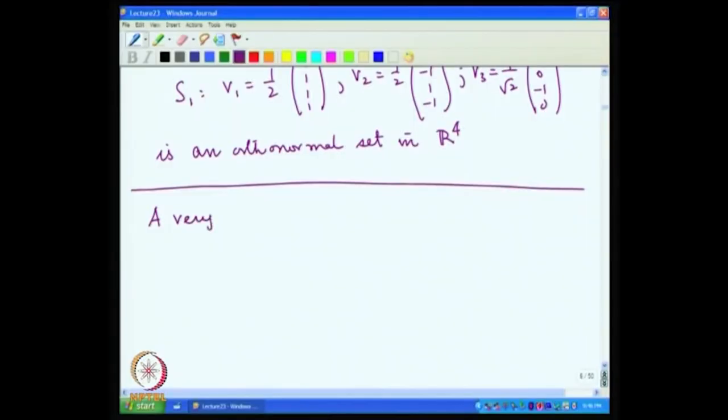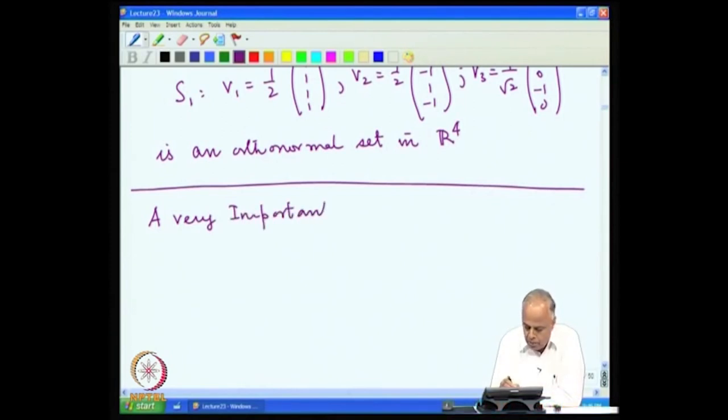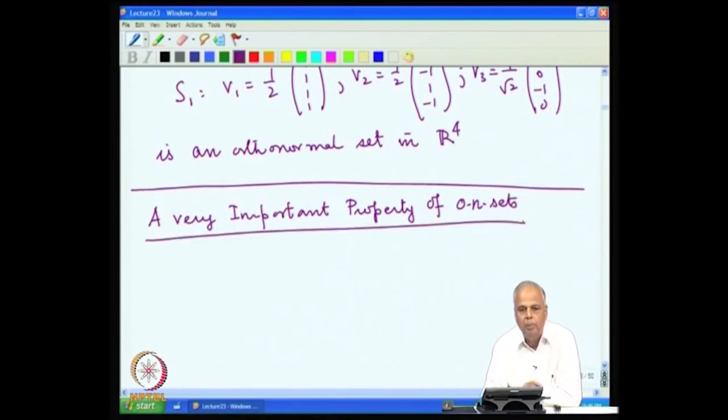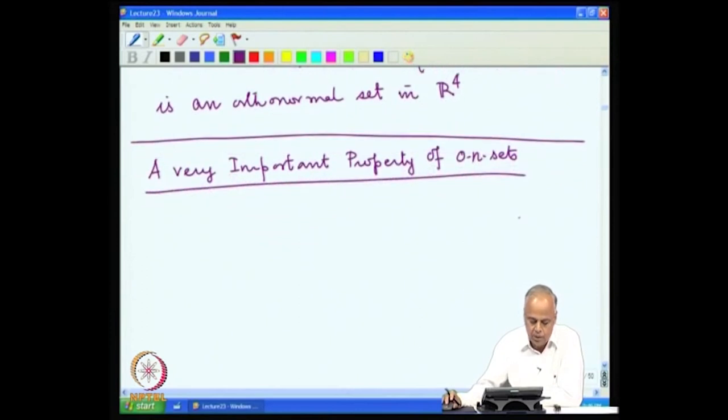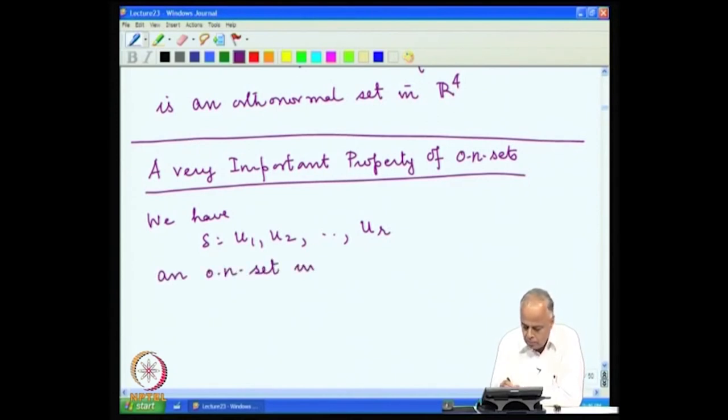Now, we are going to look at a very important property of orthonormal sets, I will write ON sets for orthonormal sets. So, we will now look at a very important property of orthonormal sets. So, suppose we have S = {u1, u2, ..., ur}, an orthonormal set in Rk.